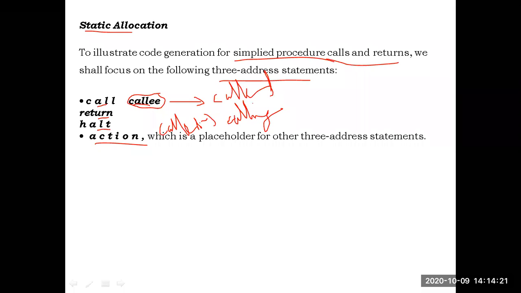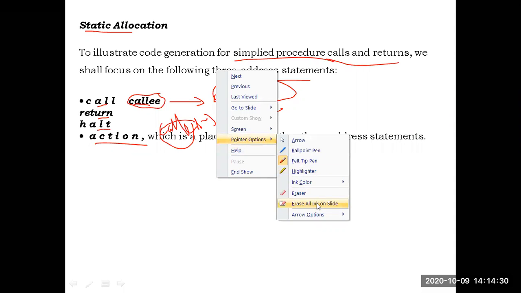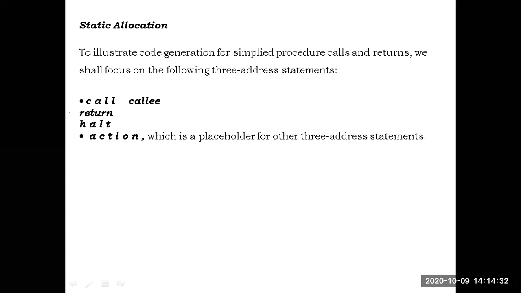In the C language we have the calling function. Here we call it the caller. In the C language we also have the called function. Here we call it the callee. Those are the technical names we are using here. Don't get confused with that.